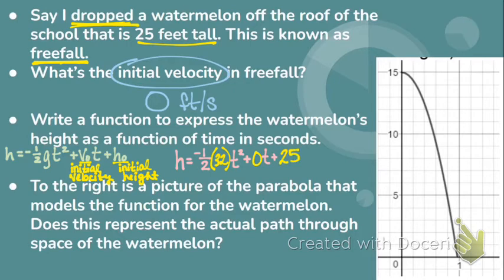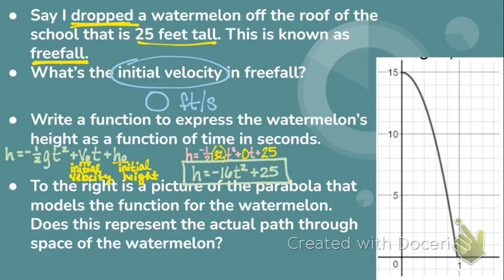And then from here, I'd want to simplify it. We already know how that 1/2 times 32 simplifies. That's going to be h equals negative 16 t squared. Can I simplify anything else? 0 and t. What's 0 times t? 0. So that'd be 0 plus 25, which is just 25. Anytime we have an object in free fall, my initial velocity is going to be 0.